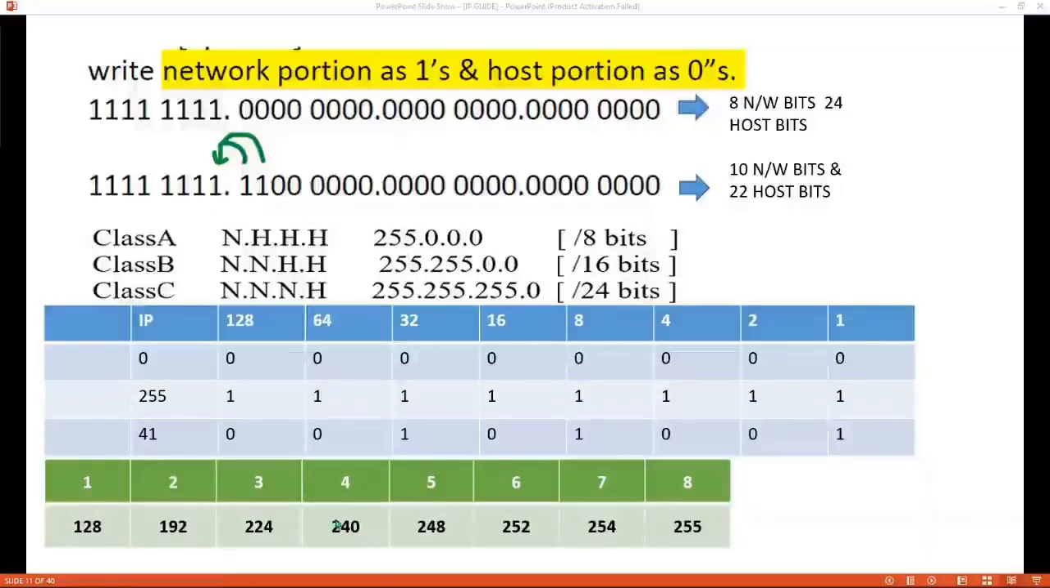Okay. If I had borrowed 4 bits here, I can mention my subnet mask as 255.240.0.0. If I borrow 3 bits, I can mention 255.224.0.0. If I borrow 6 bits, same for the second octet, I can mention 252. If I borrow 8 bits, I can mention it as 255. If I borrow 7 bits, I can mention it as 254. Okay. So to easily calculate all the answers, you must definitely remember this table.